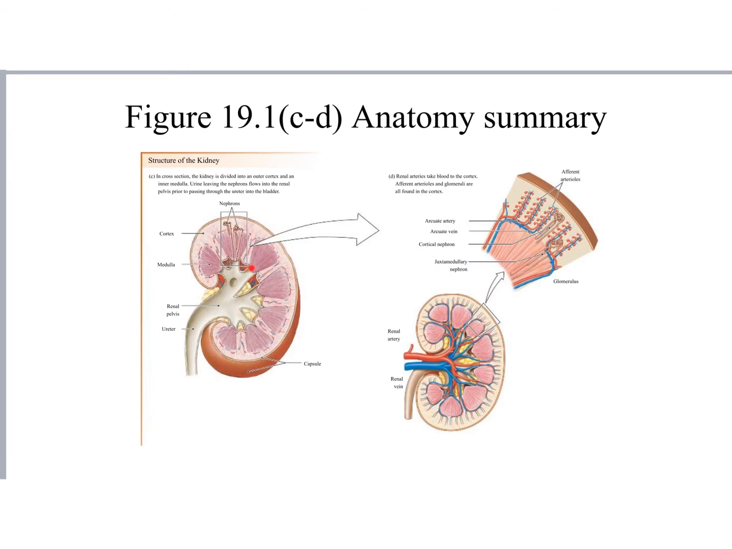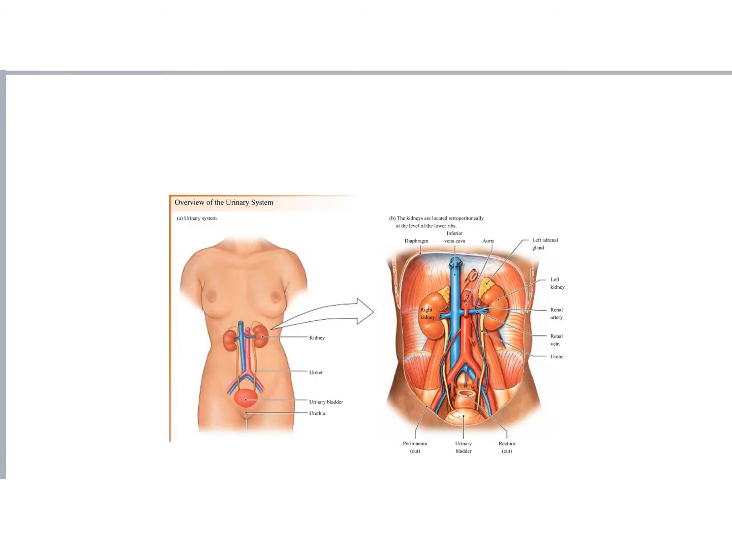So we ended with the renal papilla right here, and then the renal papilla empties into the minor calyx, and then the minor calyx empties into the major calyx, and then the major calyces all lead to the renal pelvis. And the renal pelvis exits through the renal hilum into the ureter. So then the ureter goes down to the bladder. All right, so here's the kidney, here's the ureter. The filtrate then is going to go down to the bladder. And then from the bladder, it exits through the urethra.